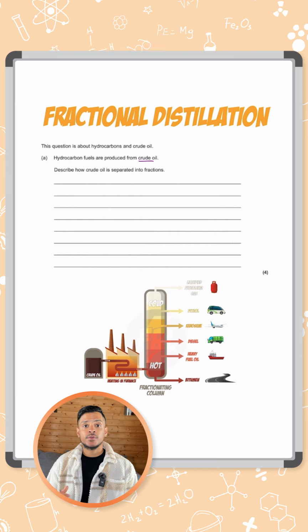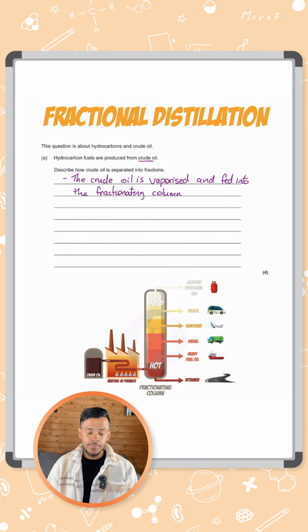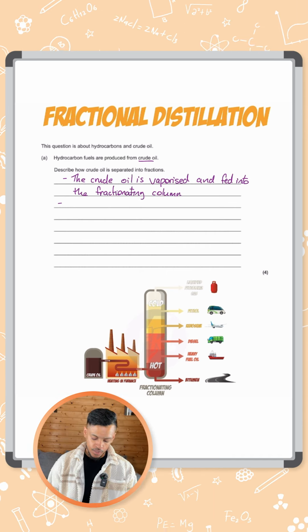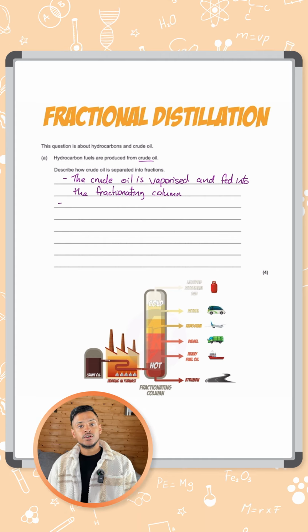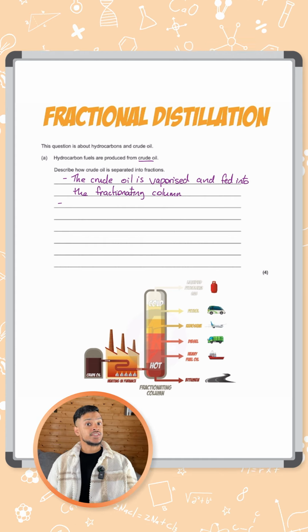So first, let's explain what we've said so far. The crude oil is vaporized and is fed into the fractionating column. Next, this fractionating column isn't a small column. This is like the size of a tower.